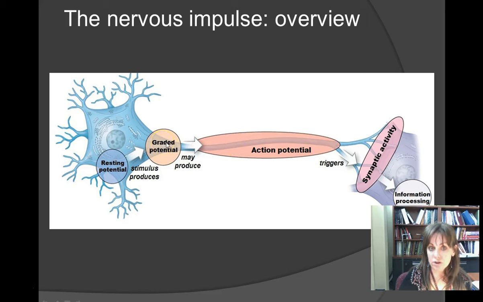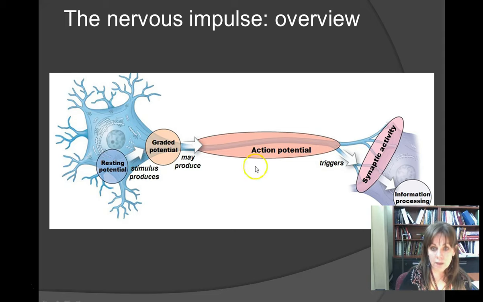Action potentials are going to travel down the length of the axon. It is literally electricity traveling down the length of the axon. And when it reaches the end, we have this thing called synaptic activity that is going to help transfer that signal from one neuron to another neuron.